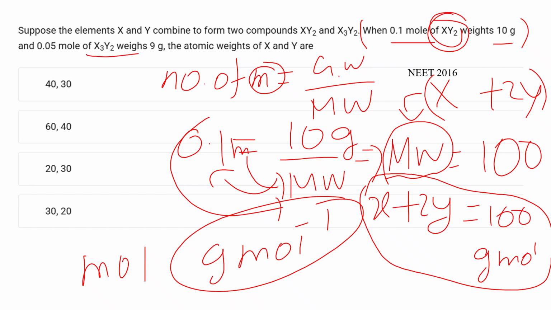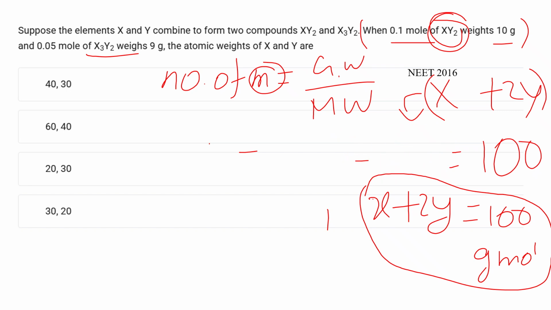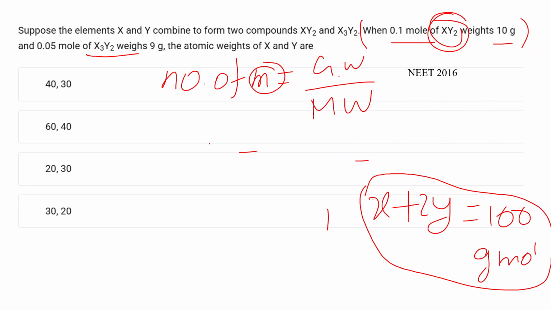Let's find X3Y2 the same way. The only difference is the weight and the number of moles. Here the given weight is 9 gram and the number of moles is 0.05.